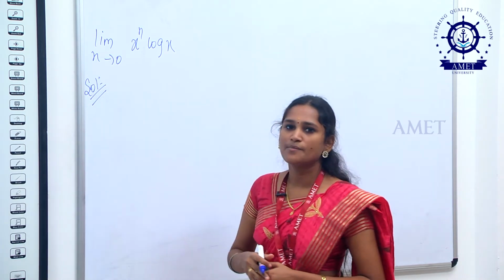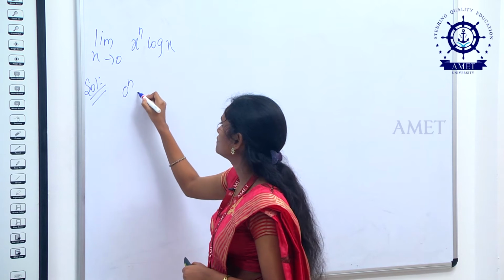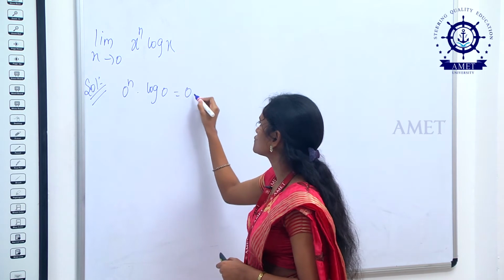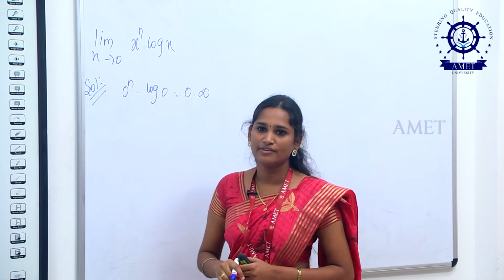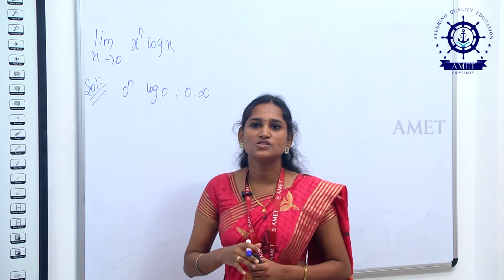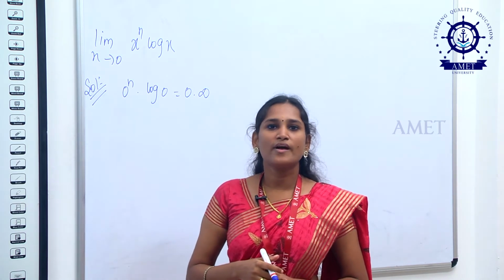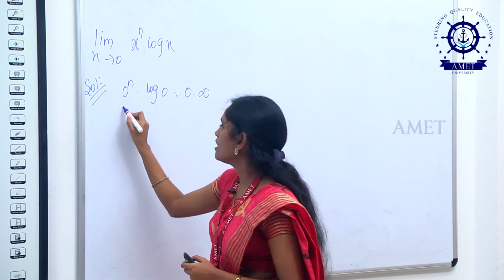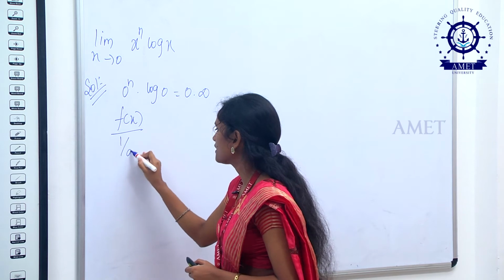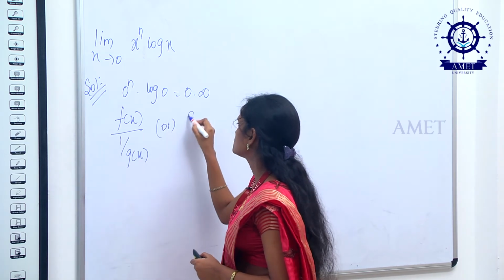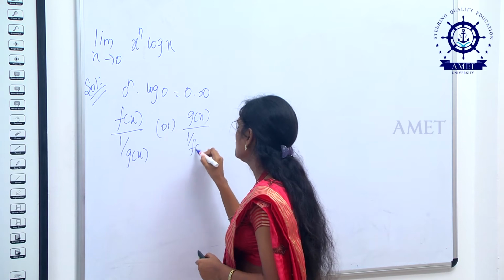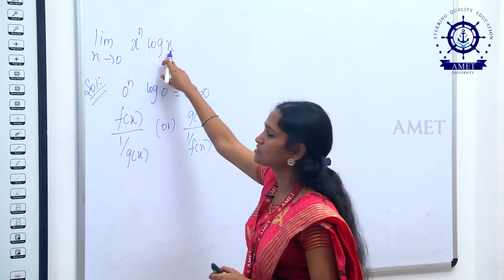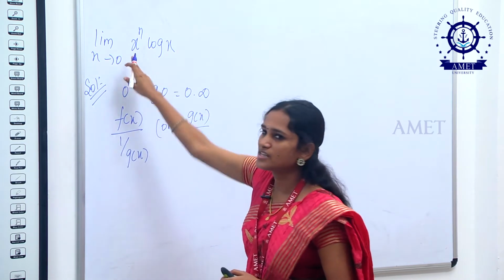First substitute x equals 0. So 0 power n into log 0. 0 power n is equal to 0, and log 0 is infinity. So in this problem it has a 0 into infinity form. Already you know that this can be rewritten in the form f of x divided by 1 by g of x, or otherwise g of x divided by 1 by f of x. So now I take f of x as log x and g of x as x power n.